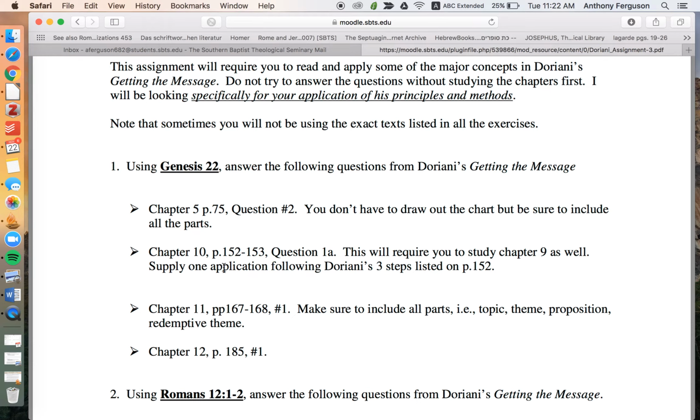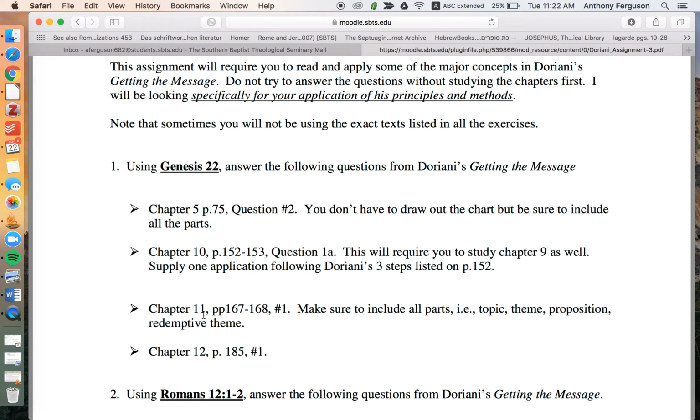Application, they're supposed to give an application, present some problems that people may have to that application, and then they're supposed to respond to those problems. So that's 3 parts. Chapter 11 question has 4 parts. They're supposed to do topic, theme, proposition, redemptive theme. Chapter 12, the redemptive thrust, 1 part.